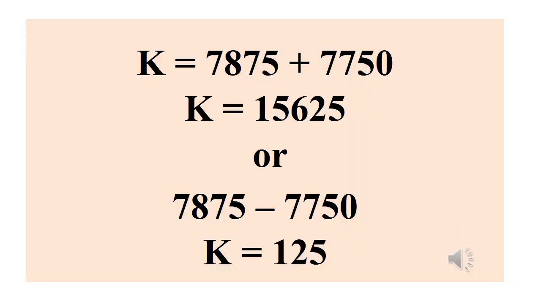So our K now is 7,875 plus 7,750. That is K is now 15,625, or K equals 7,875 minus 7,750, K equals 125. We split it plus or minus. That's why we have two answers.